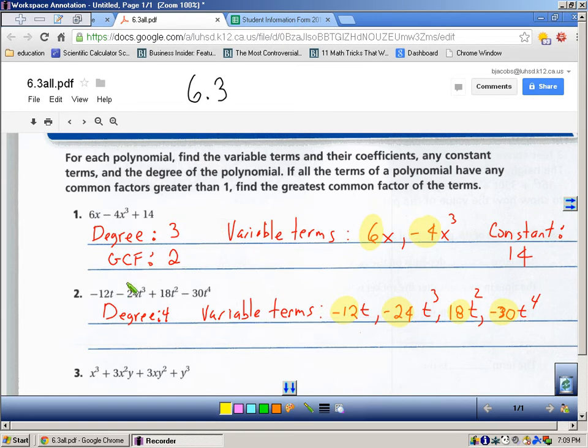Let's see. We've got 12, 24, 18, and 30. So I'm thinking 6. 6 goes into 12, 24, 18, and 30. So my GCF is 6. But also, pay attention. Look at my variables, t to the third, t squared, and t to the fourth power. So t is common in each. So my greatest common factor is 6t. So I'll stop there.